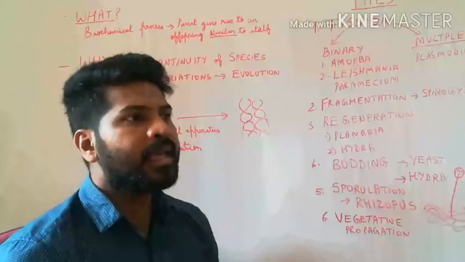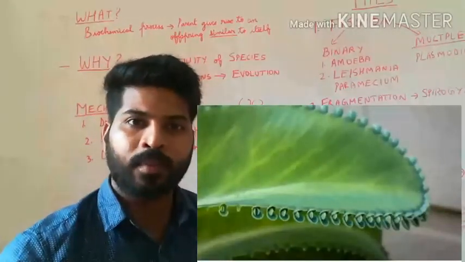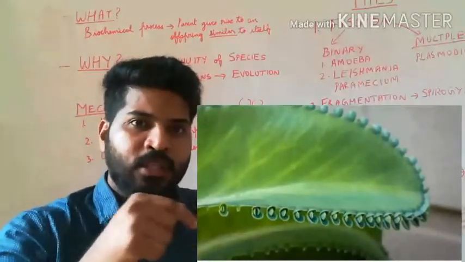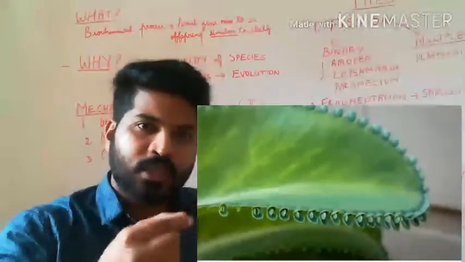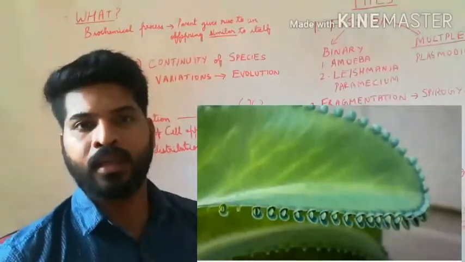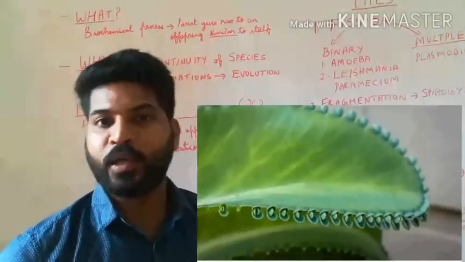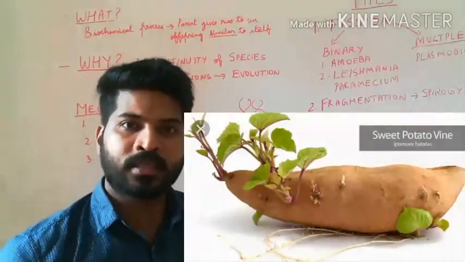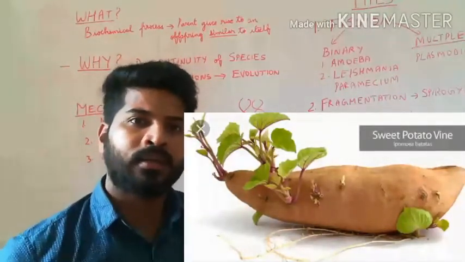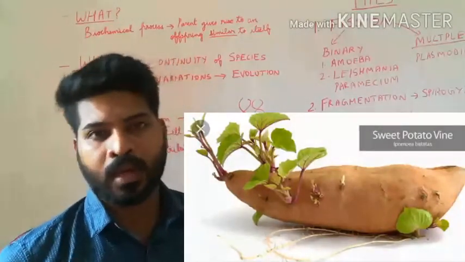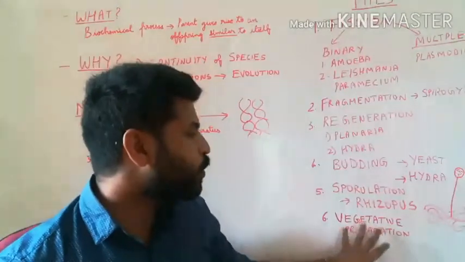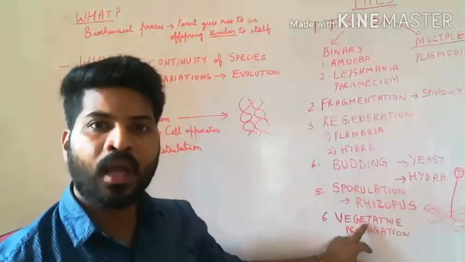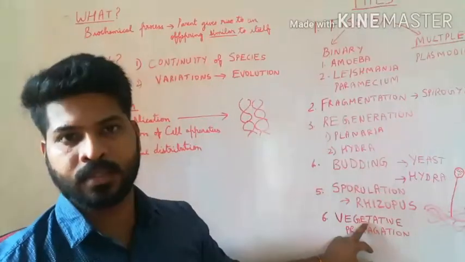Take for example the case of Bryophyllum. In Bryophyllum, leaves are the structures which produce new plants. For instance, at the edges of leaves, we find small roots. If you cut this portion and put it in soil, it produces a new plant. So a leaf can also produce a completely new plant. In the case of sweet potato, the tubers, which are nothing but the roots, are cut and planted, producing new plants. Therefore, in vegetative propagation, vegetative parts of the plant, such as root, stem, leaves, are used to produce new plants.